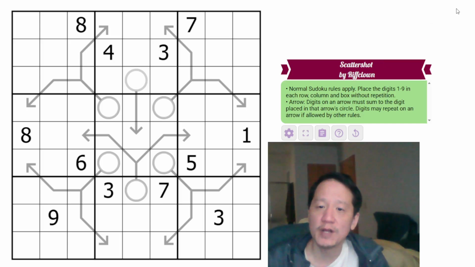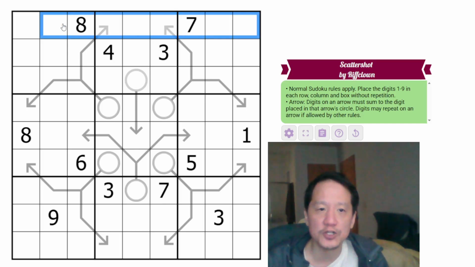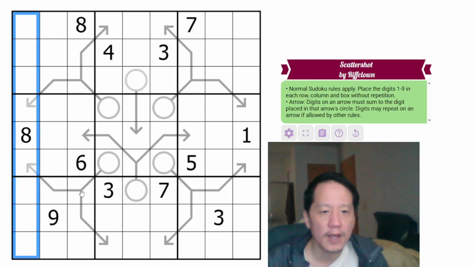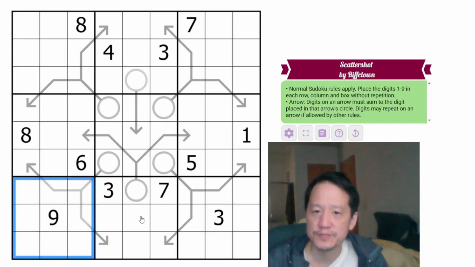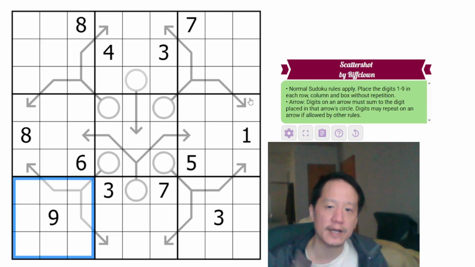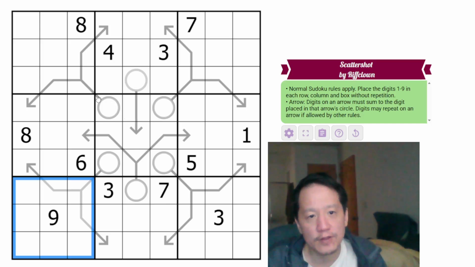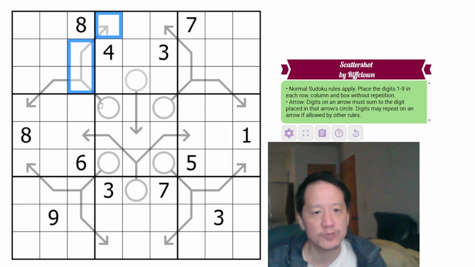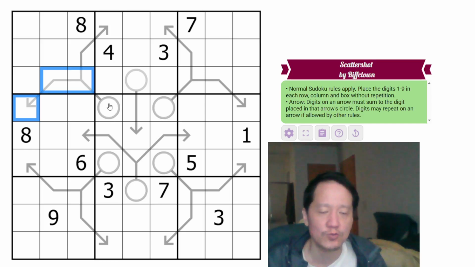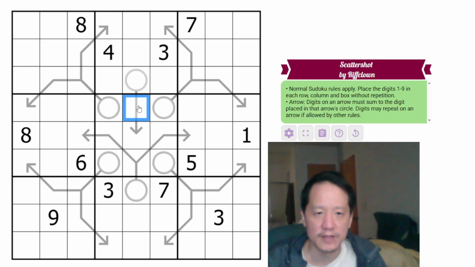Normal Sudoku rules apply. Place the digits 1 through 9 in each row, column, and box without repetition. Arrow: digits on an arrow must sum to the digit placed in that arrow's circle. Digits may repeat on an arrow if allowed by other rules. So, for example, these three cells must add up to what this cell is. And these three cells also must add up to what this cell is. And these two cells would add up to what this cell is.